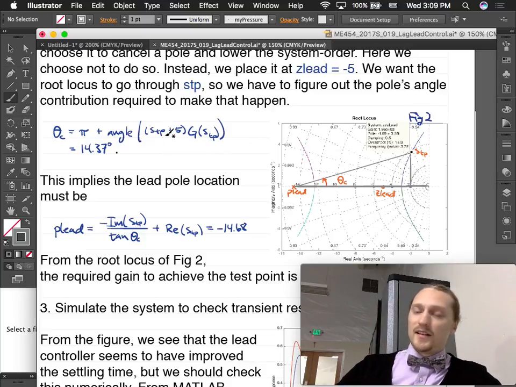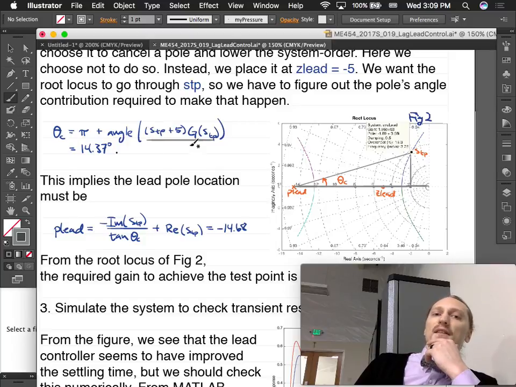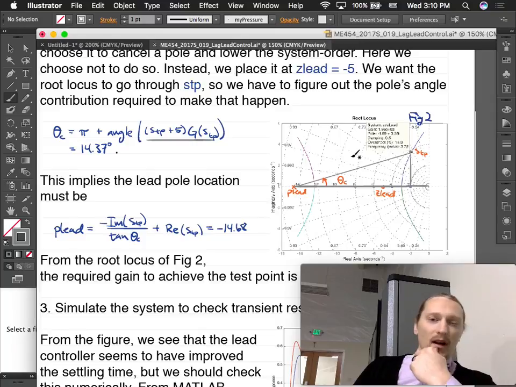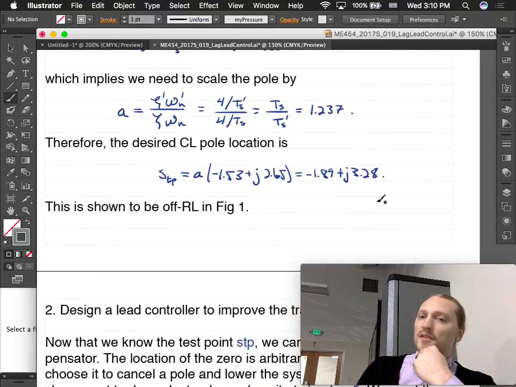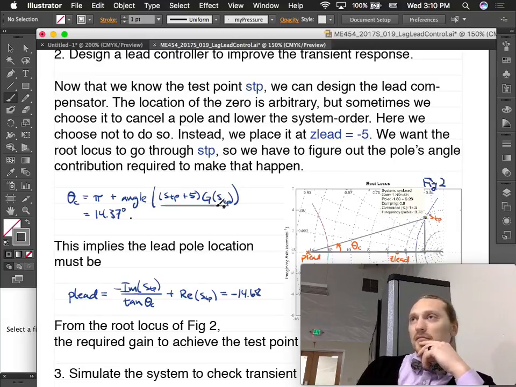Actually, a point is a complex number. Yeah, this is a complex number, which is why you can take an angle of it. So this is like the compensator when you just added the 0, but you haven't put the pole in yet. That would just be a real number, -5. Well, STP is complex. STP is this point. We calculated it to be -1.89 plus j3.28. So that's a complex number multiplied by another complex number, so you get out a complex number. This is just a new transfer function. We could have called this H or something. Or G2. Or G6.